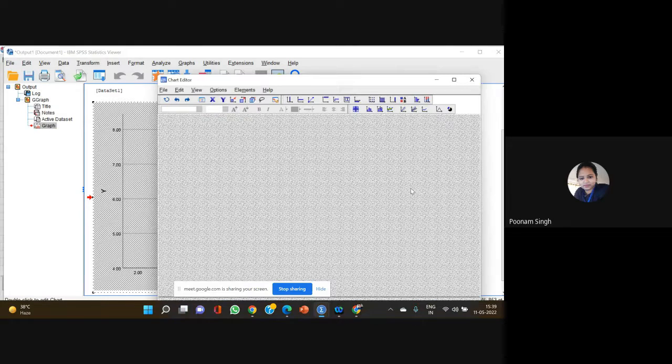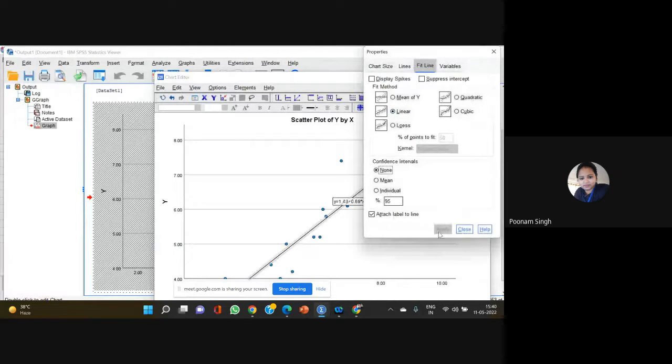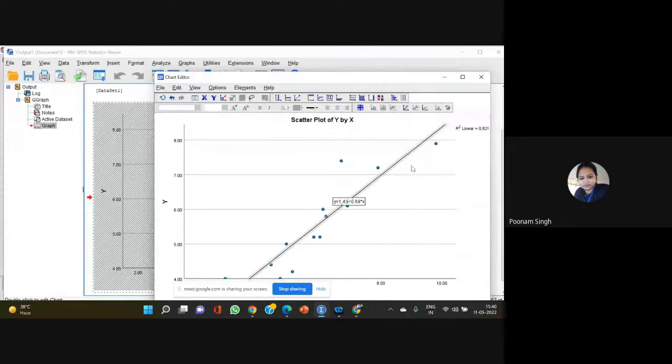And if you want to draw that straight line, then double click this chart window, and after that see the options that are given here. Click on this option, add fit line at total. When you click on this option, it will draw a straight line on your chart like this.